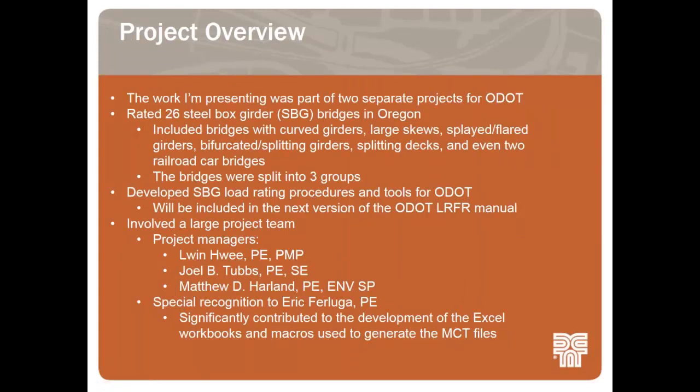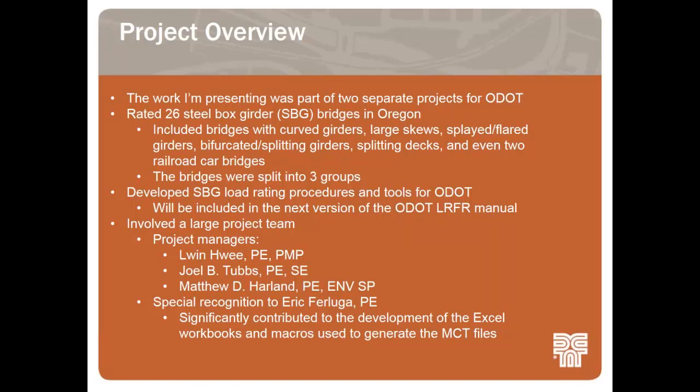So the project that I'll be presenting on today was actually two separate projects for the Oregon Department of Transportation. The main project was to rate 26 steel box girder bridges, and this included a wide variety, including curved girders, large skews, flared girders, splitting decks, and also actually there were two railroad car bridges. These bridges were split into three groups.